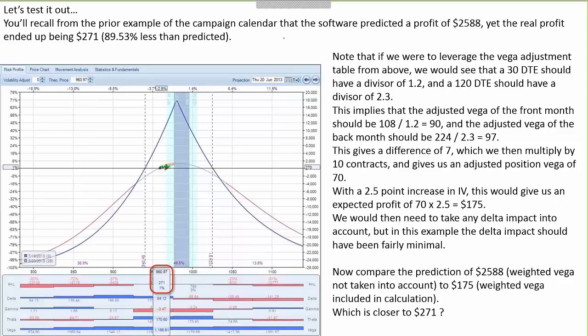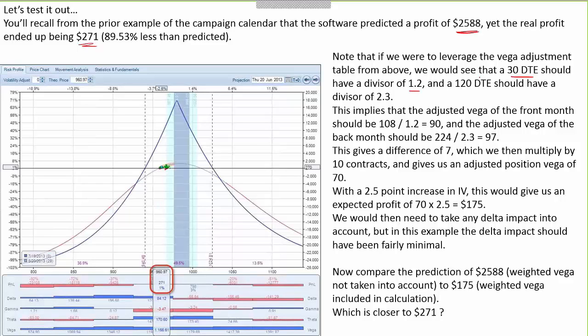Let's look at if we can get more accuracy with weighted Vega. Here, the software was simulating a profit of $2,588, yet we only got a profit of $271. If we look at this, we had a 30 DTE option, and if we use the static model, that lookup table, but you can absolutely use Nassim's model as well, which you'll see on the next slide, so you can compare the two. Here, I'm first going to use a static model. So the Vega divisor is 1.2.